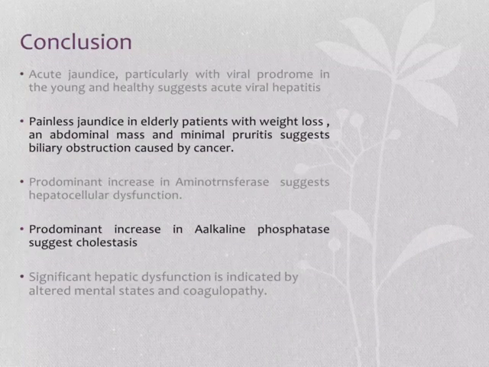To conclude, as an overview, we can summarize our workup as follows. Acute jaundice, particularly with viral prodrome in the young and healthy, suggests acute viral hepatitis. Painless jaundice in an elderly patient with weight loss, abdominal mass, and minimal pruritus suggests biliary obstruction caused by cancer. Predominant increase in aminotransferase suggests hepatocellular dysfunction. Predominant increase in alkaline phosphatase suggests cholestasis.